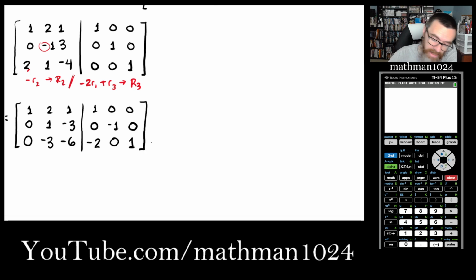All right. Well, the next thing is that we need to get this guy to be a 0. Because we already have the 1s going along the diagonal. That's good. We need to get a 0 underneath this next leading 1. So we'll do 3 times row 2 plus row 3 and replace row 3 with that.